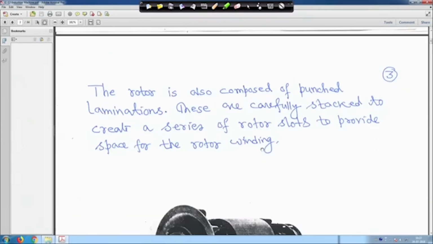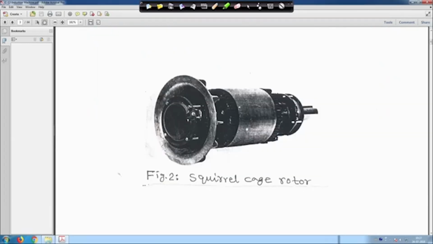The rotor is also composed of punched laminations. These are carefully stacked to create a series of rotor slots to provide space for the rotor winding. Here also I have taken the figure from a book. This figure looks black because of the photocopy. So, this is the squirrel cage rotor, and whatever bar-like things you see, it is the squirrel cage rotor.